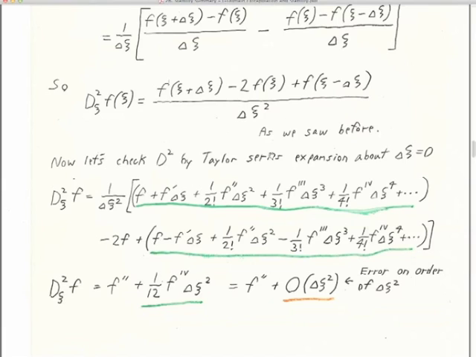Again, we have the same Taylor series expansion about delta zeta equals 0. We have to expand f at zeta plus delta zeta, and we have to expand f at zeta minus delta zeta. So here's the expansion of f at zeta plus delta zeta, and the expansion of f at zeta minus delta zeta, and you know, there are the f primes in there.